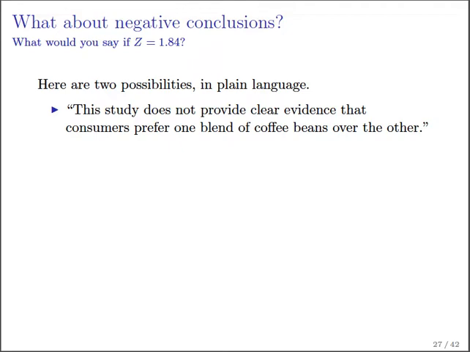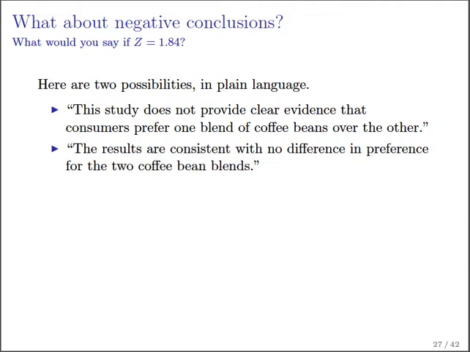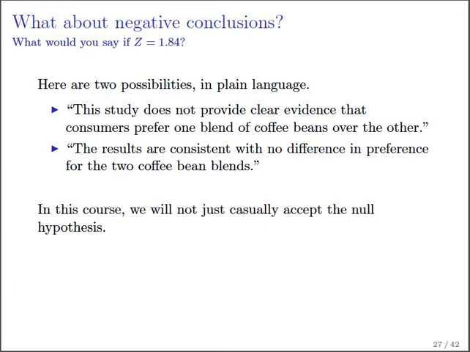So you can give a reasonable plain language conclusion. You can say this study doesn't provide clear evidence that the consumers prefer one blend of coffee beans over the other. And people who know this issue of accepting the null hypothesis or not will appreciate what you're doing, and other people will say, oh, there wasn't any difference. Or you could say, the results are consistent with no difference in preference for the two coffee bean blends. This is a little hidden reference to the null hypothesis. That is to say, you can't reject the null hypothesis of no difference. And again, people who are in the know will realize what you're saying, and other people will just say, oh, there wasn't a difference.